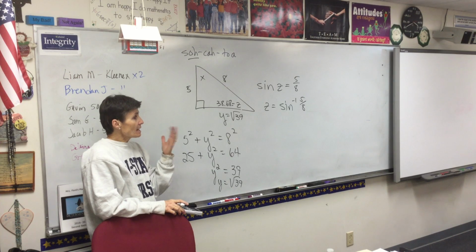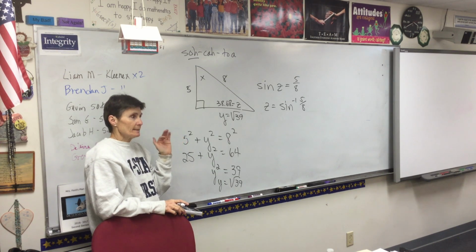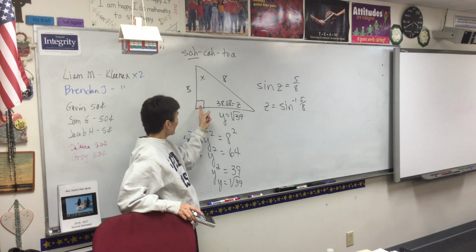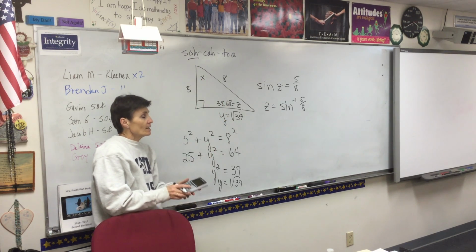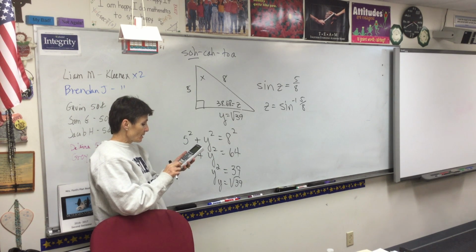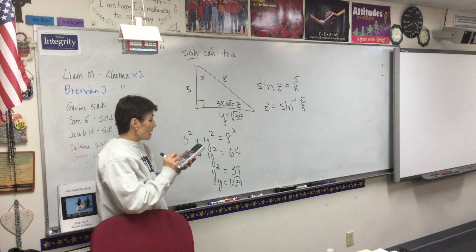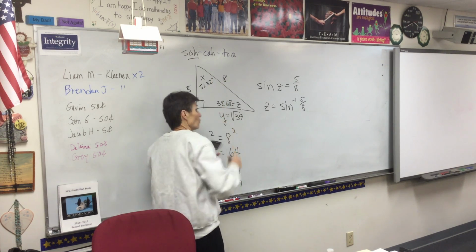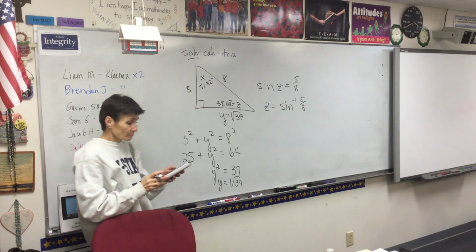Could I do the same thing for X? Yes, but you don't need to, right? Because what do we know about all the angles of the triangle? They add up to 180. So we have a 90, we have a 38.68, and that's going to leave 51.32 for angle X.